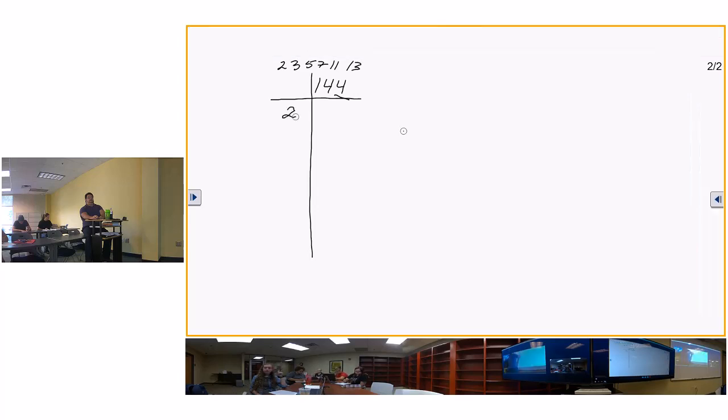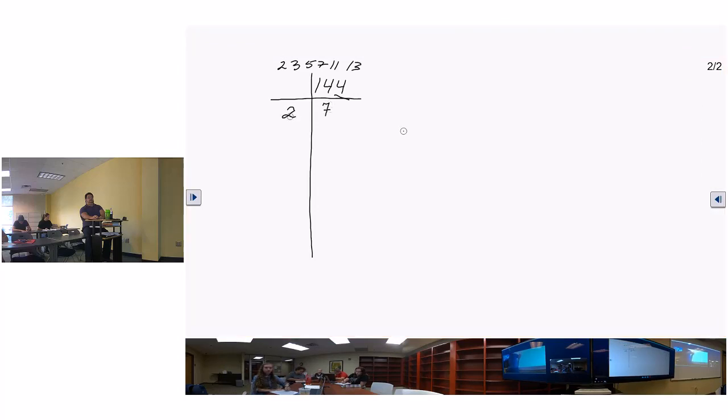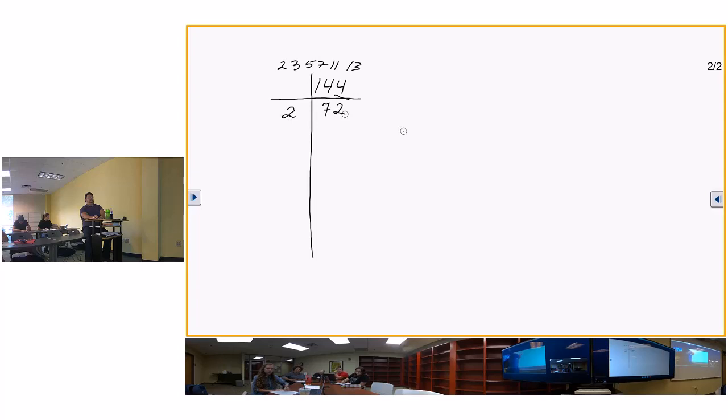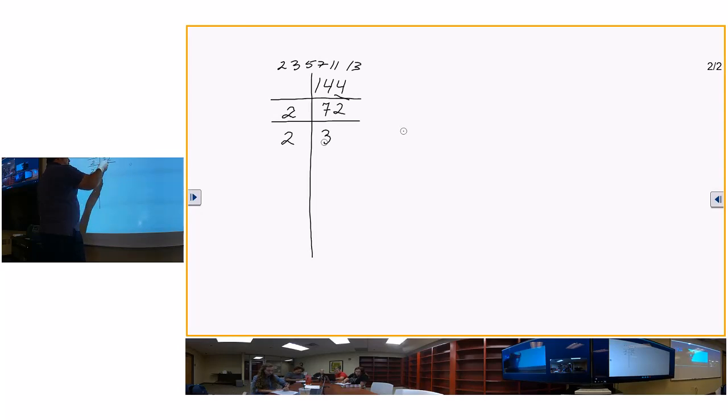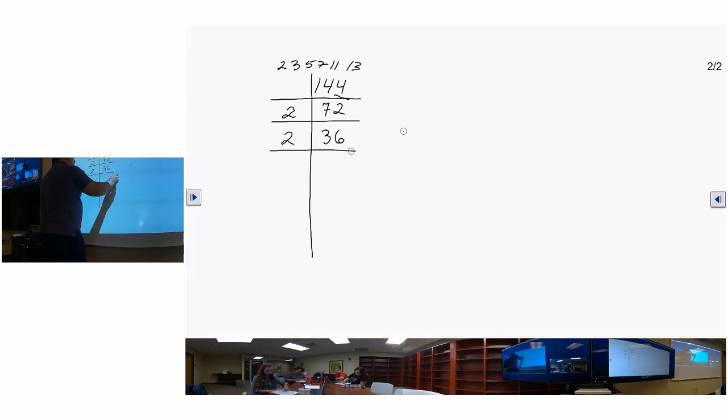2 will go into 14 how many times? 7 times. 2 will go into 4 2 times. Can 2 go into 72? Yes, because it ends in 2. 2 will go into 7 3 times. Look in your head. 7 minus 6 is 1. That leaves 12. 2 will go into 12 6 times.